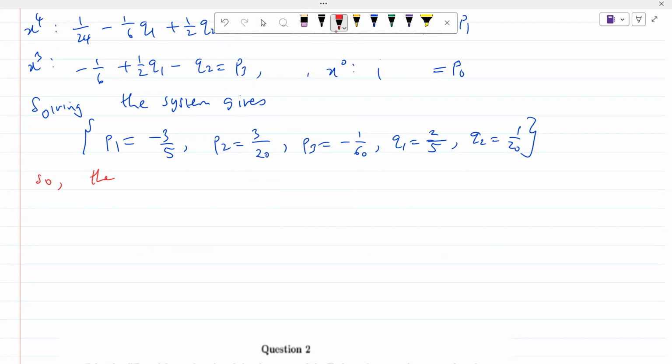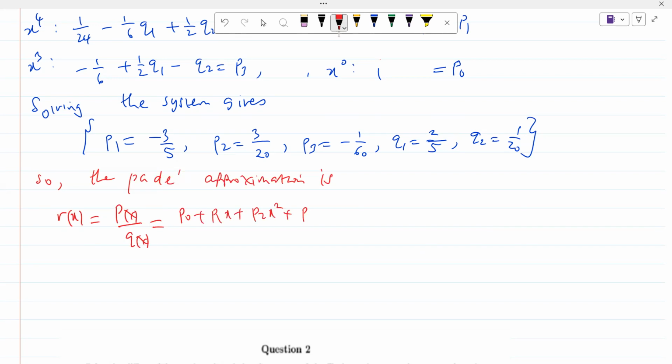So the Padé approximation is R of x. We have seen that the Padé approximation itself is given by P of x over Q of x. That is the formula. But the P itself is the same as what? It is p naught plus p1 x plus p2 x squared plus p3 x cubed.